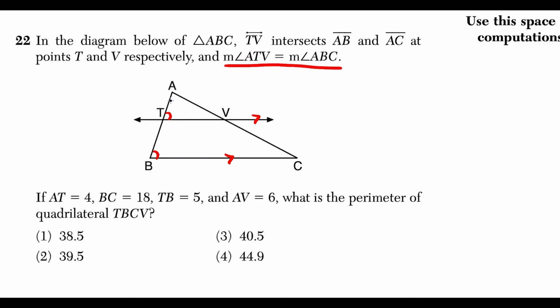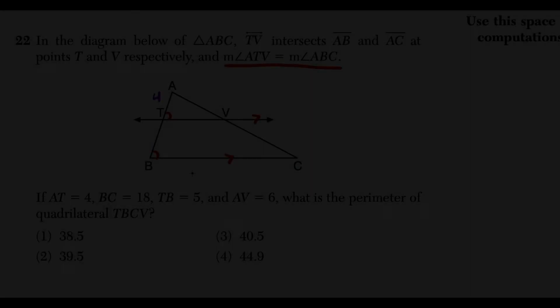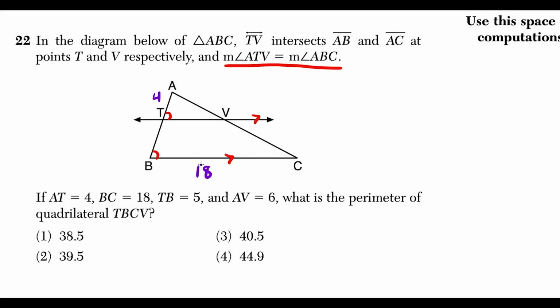And now I would just start labeling. So we have AT is 4 units. We have BC is 18 units. Then we have TB is 5 units long.